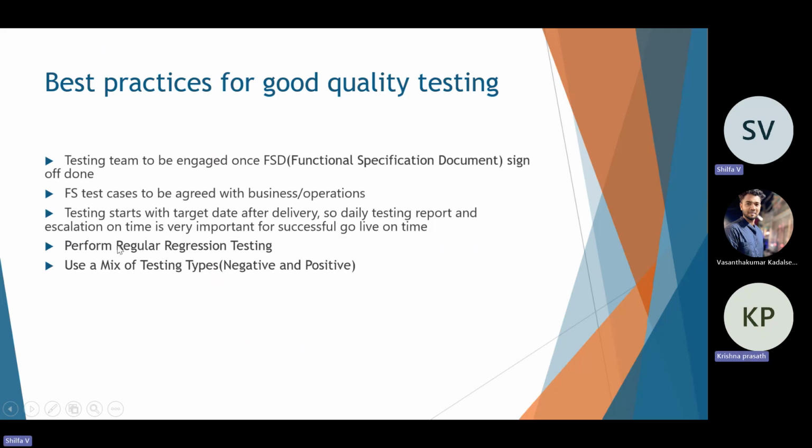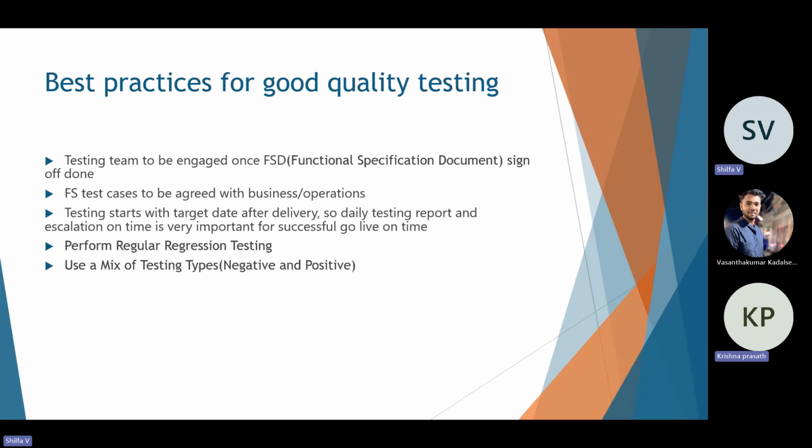We need to perform regular regression testing. If a new feature is added to your application, we need to check that it is not affecting the old one. And test cases should be both positive and negative. For example, if you are giving a proper login ID and password, it should log in. And you need to check that if we give a wrong password, the system does not log in. If the system logs in with a wrong password, there is an issue. There is a bug.